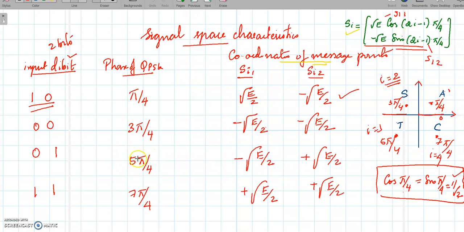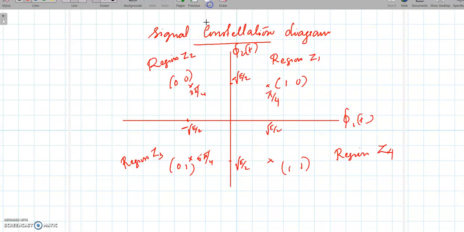Then you see the next one, which is 5π/4. Just refer to 5π/4. You have 0, 1: the first one negative and the second one positive. So the φ1 coordinate is negative and the φ2 coordinate is positive. Now similarly 1, 1, both are positive.